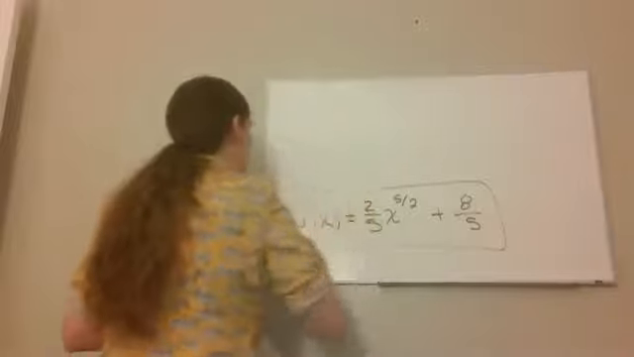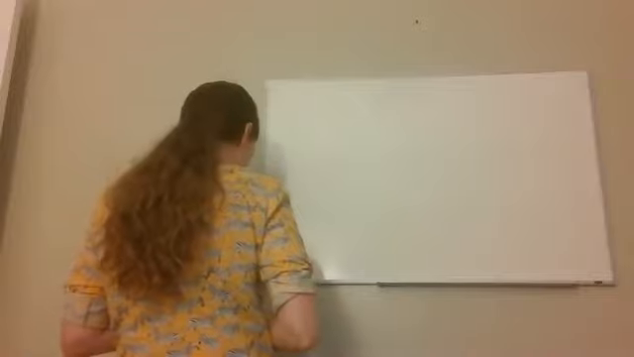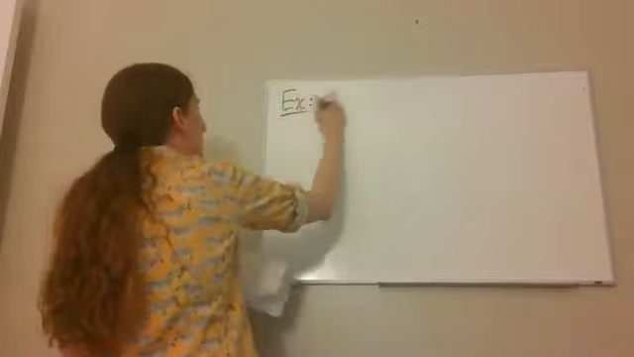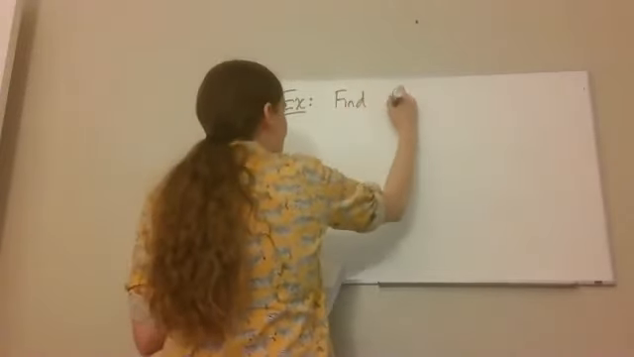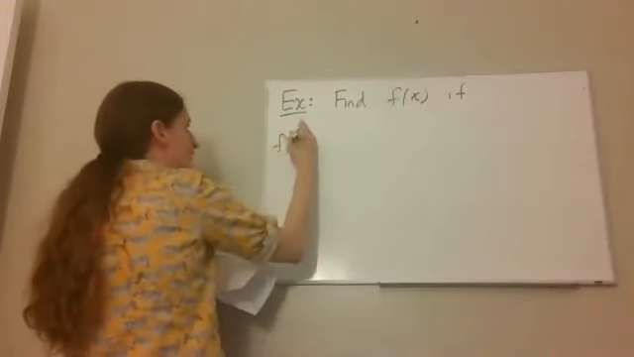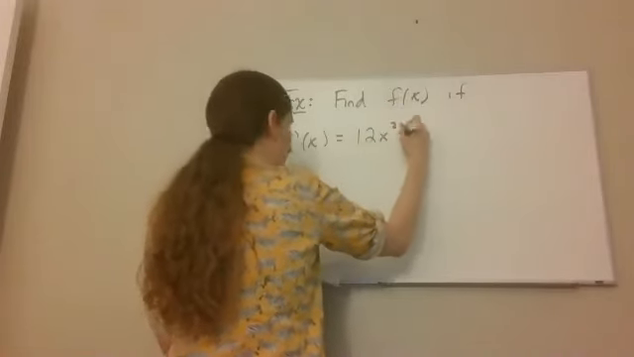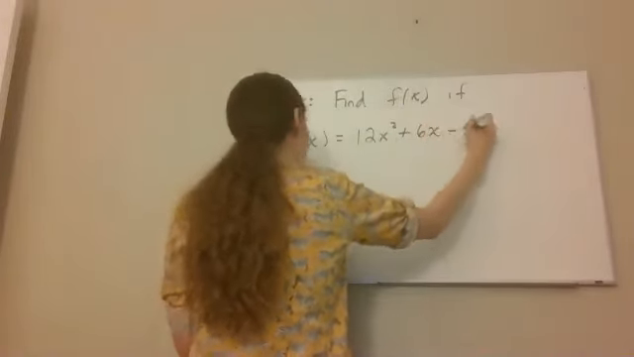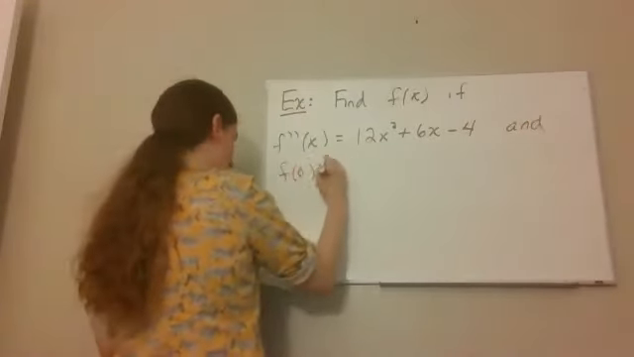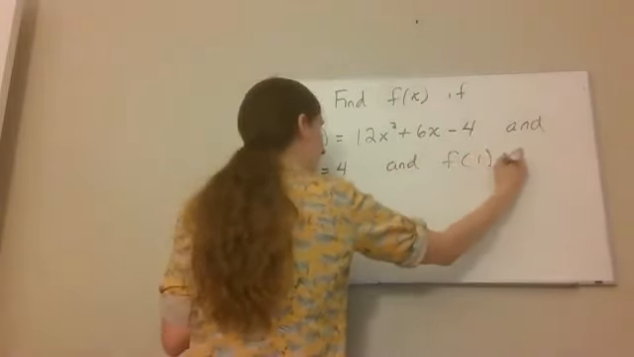Let's do one more example for this video. It's going to be a little bit longer of an example. Find f if the second derivative of f is 12x squared plus 6x minus 4, and f of 0 is 4, and f of 1 is 1.